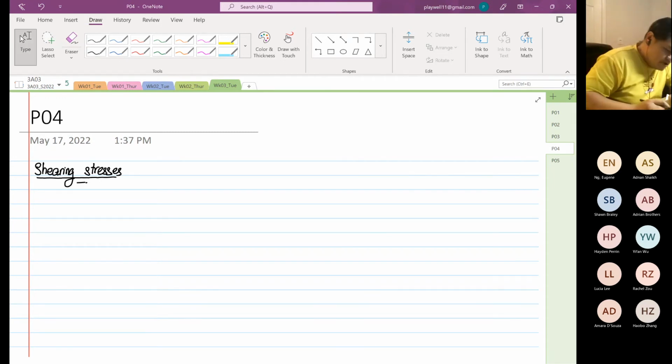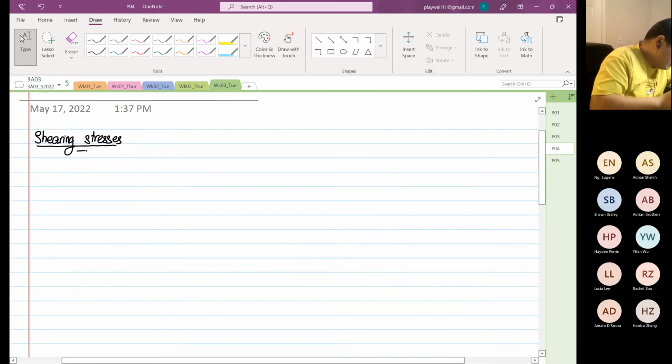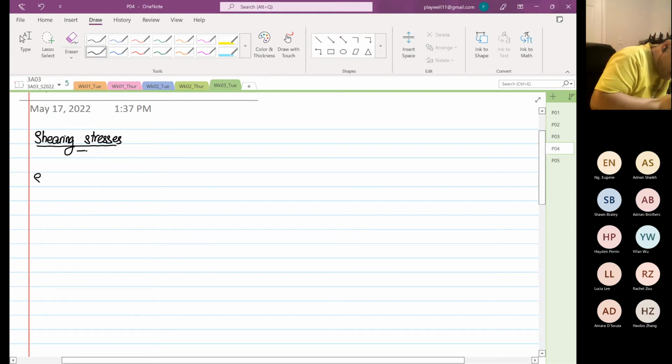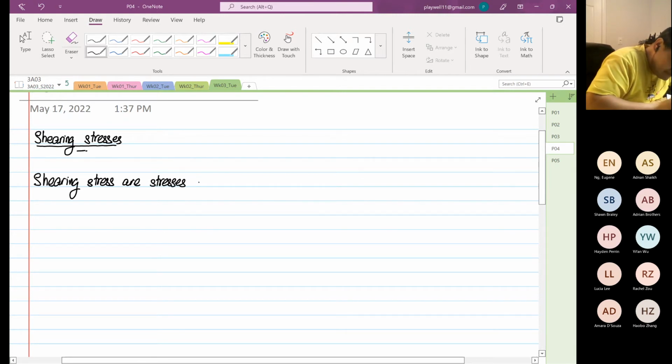So what is shearing stress? Let's understand the concept of shearing stress. Shearing stresses are stresses acting parallel to the surface.